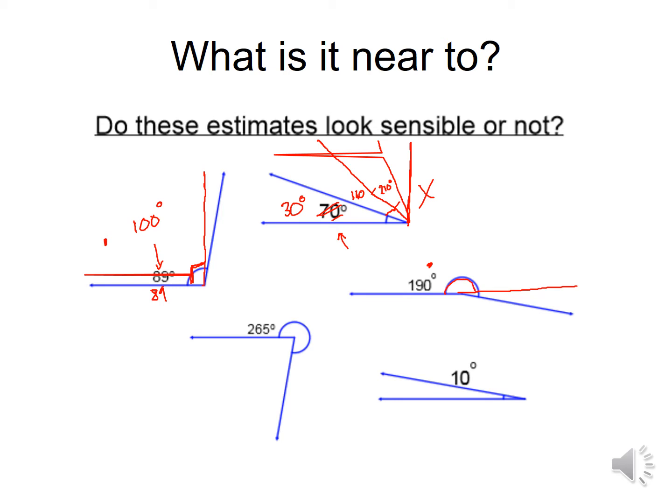So we've got our straight line, so that is 180, and it's a bit more than that. So I think 190 seems very sensible for that one. So I would probably guess around about 190 as well.